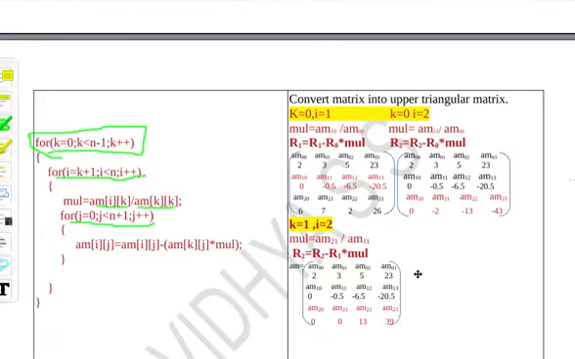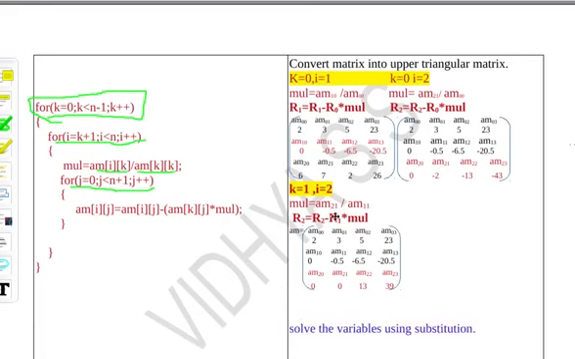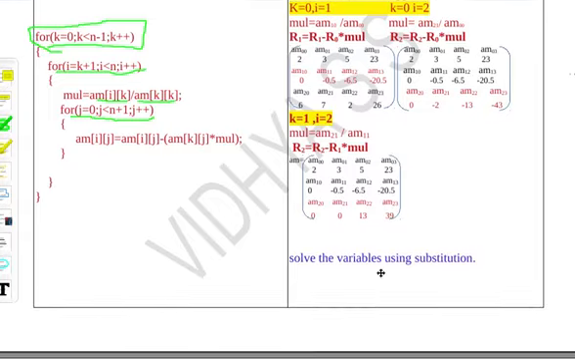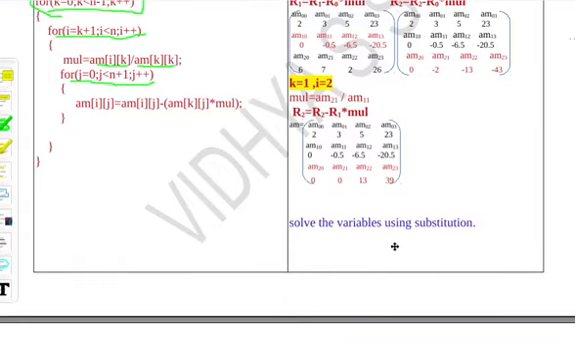So I will get the next multiplier, then I will make changes to the row, that is R2 is equal to R2 minus R1 into MUL. So this will get executed, so the values of this row will also get changed. Then again the k value will get incremented to 2, but k less than n minus 1 is the condition. So when its value becomes 2, the control will get out of the loop, since we have only 3 rows. So after executing this loop, we will get an upper triangular matrix. After getting the upper triangular matrix, we can solve it using variable substitution.